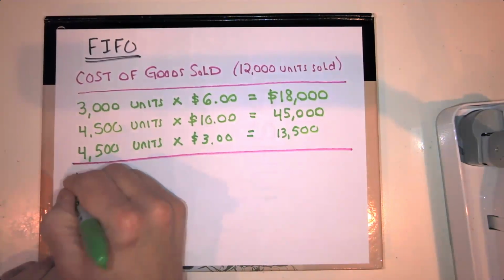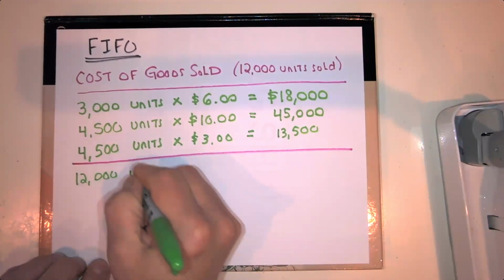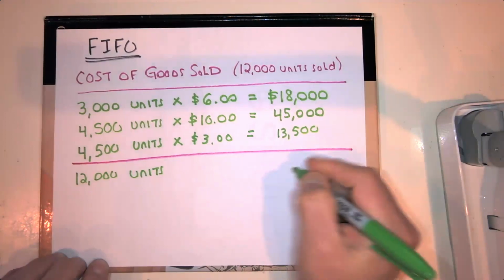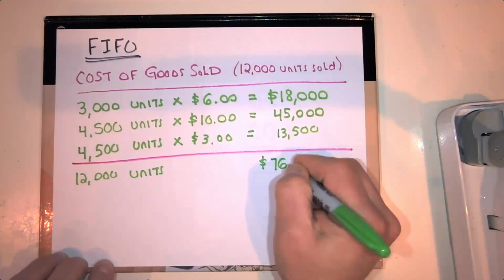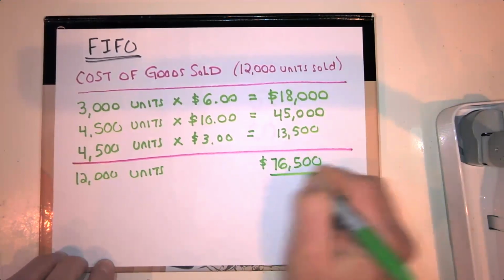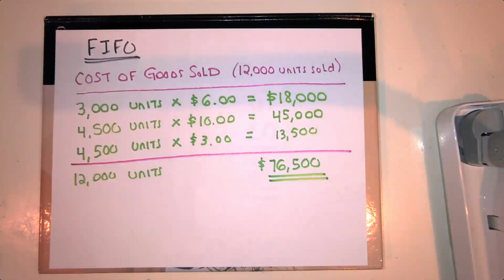And our cost of goods sold here under FIFO, which consists of 12,000 units, has a total cost of $76,500.